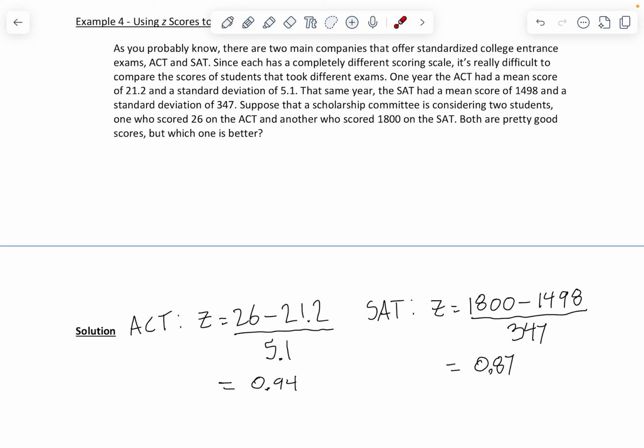So while I cannot compare the ACT score of 26 to an 1,800 on the SAT directly, I can directly compare the z-scores, right? Because by doing this, I've standardized these 2 and put them on the same scale that can be compared. So the student with the 26 on the ACT did better because their score is 0.94 standard deviations above the mean, while the student who scored 1,800 on the SAT is 0.87 standard deviations above the mean. Both decent, but the ACT student did slightly better.